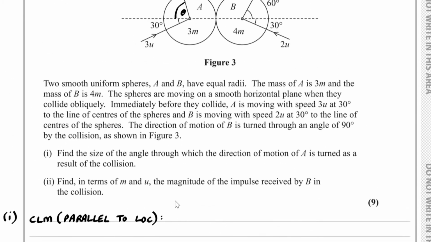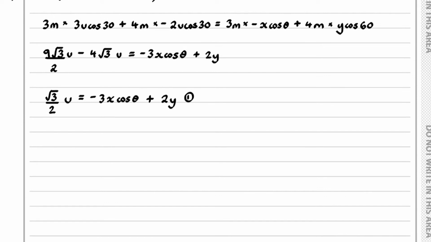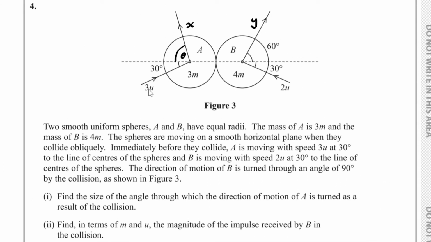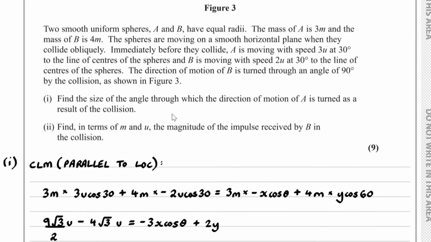Now, we can find out what theta is, and to do that we need to consider the situation perpendicular to the line of centers. And here we need to recognize that the perpendicular components will remain unchanged. And so, perpendicular to the line of centers, if I consider particle A, I've got 3u sine 30, and that will equal x sine theta.